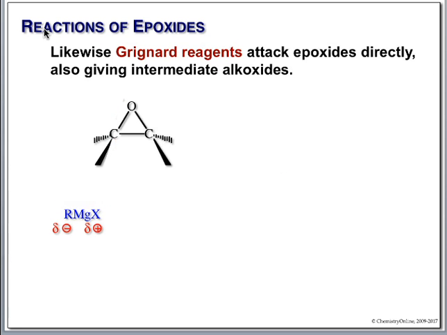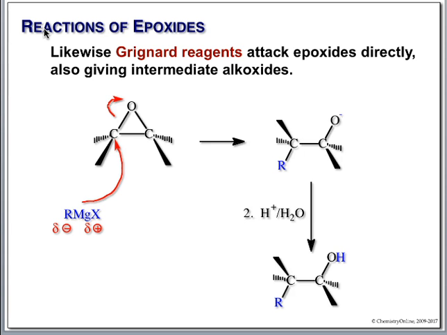Our friend Grignard. Remember, in a Grignard reagent, the alkyl group, or aryl, or vinyl, or whatever it is, is a partially anionic carbon. As such, it's a wonderful nucleophile. It will simply attack the least hindered carbon. We have an alkoxide, work it up with acid and water, and we wind up with an alcohol.